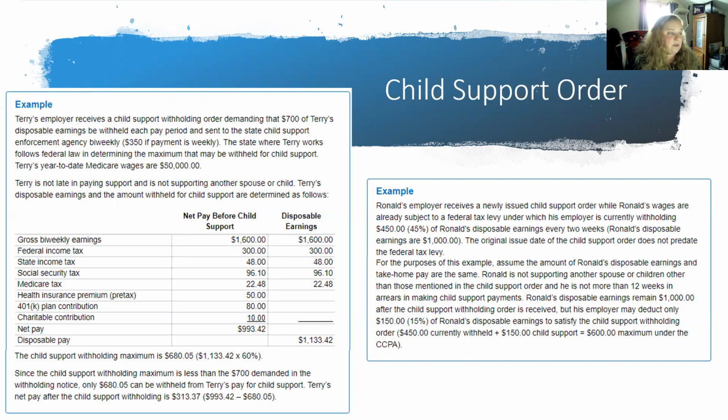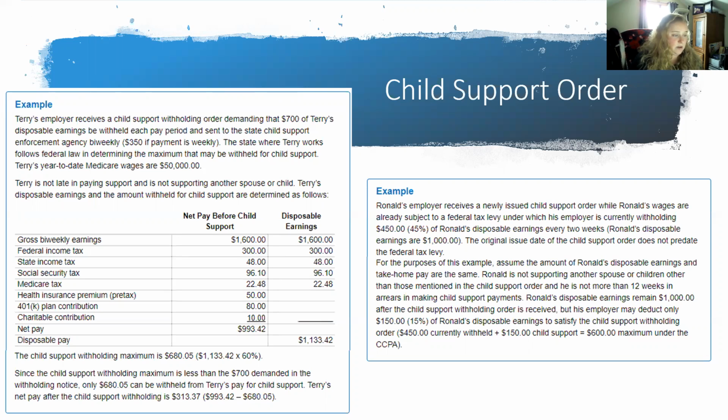Second example, Ronald's employer receives a newly issued child support order while Ronald's wages are already subject to a federal tax levy under which the employer is currently withholding 45% or $450 of Ronald's disposable earnings every 2 weeks. He gets $1,000 every 2 weeks. The original issue date of the child support order does not predate the federal tax levy. For the purposes of this example, assume that the amount of Ronald's disposable earnings and take-home pay are the same.